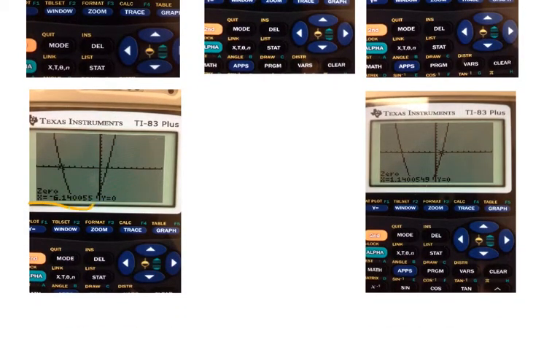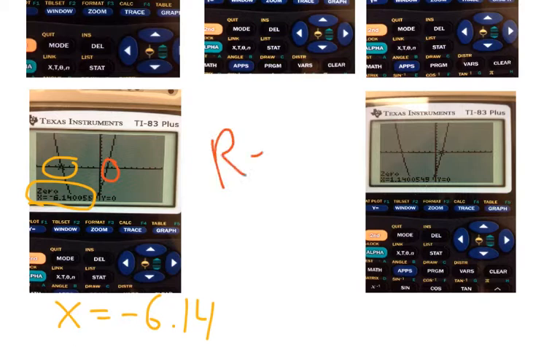My 0 is that number right there, and look, there it is. So that means that x equals -6.14. I'll round to the nearest hundredth. So that found me one of my zeros. Well, there were 2. There's also this one here. So I'm just going to repeat the process.